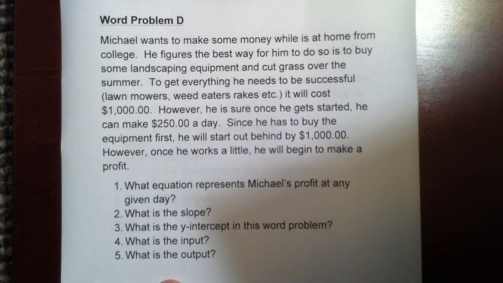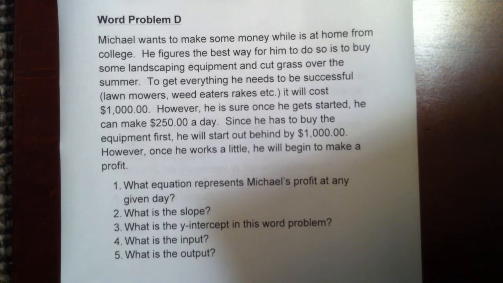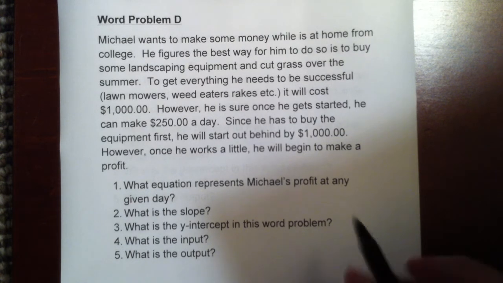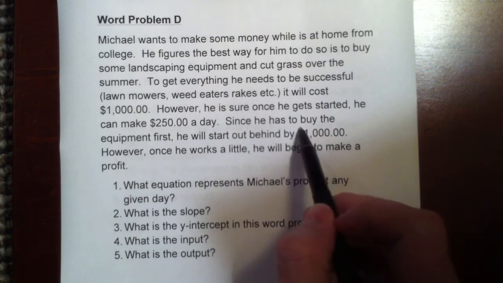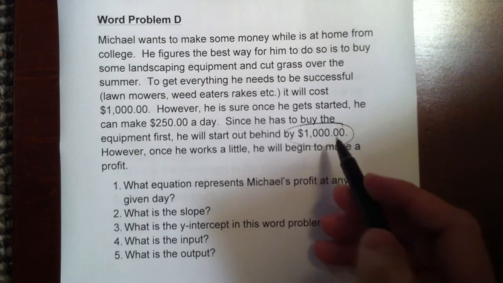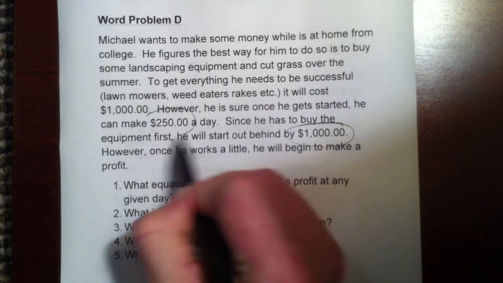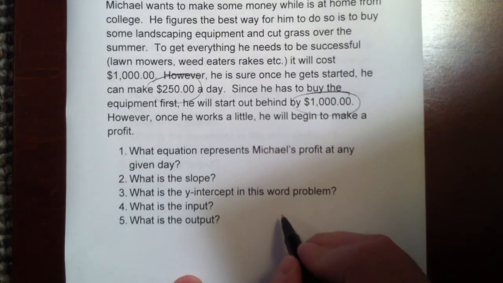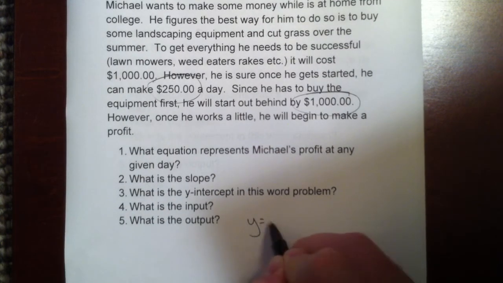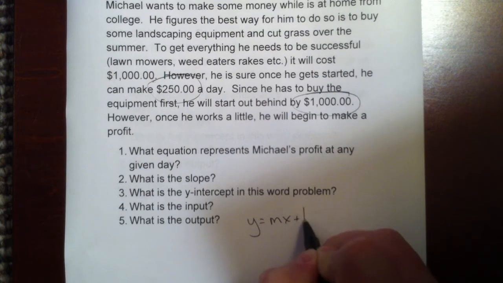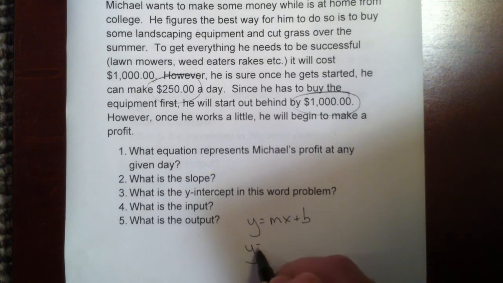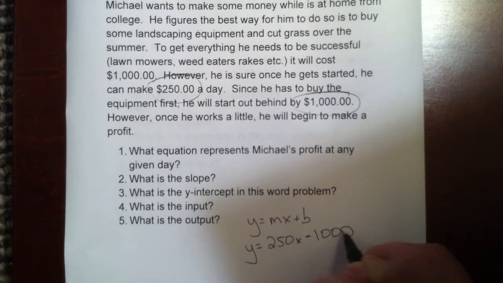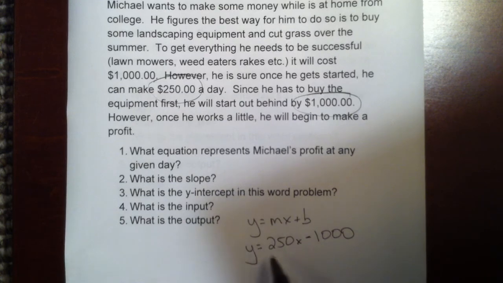This one we're going to have another negative y-intercept, and you're going to graph this one. I'm just going to show you, because he starts in the hole, he had to borrow $1,000. That's going to be a negative $1,000, but he plans on making $250 a day. Okay? Therefore, our equation is going to be y equals mx plus b. Y equals 250x minus 1,000. Okay? This is the equation.